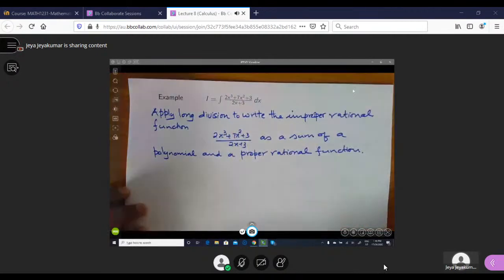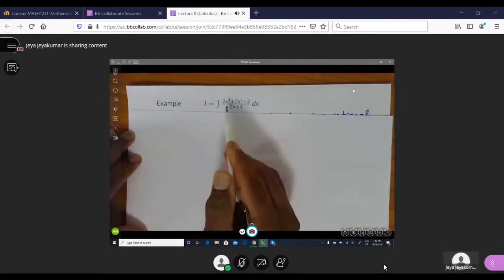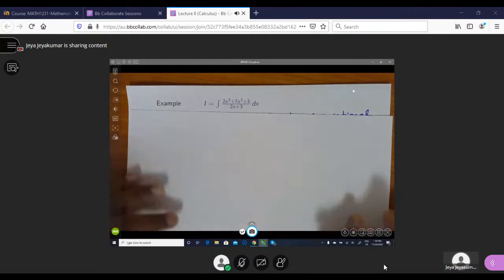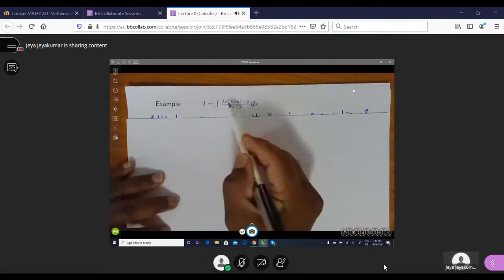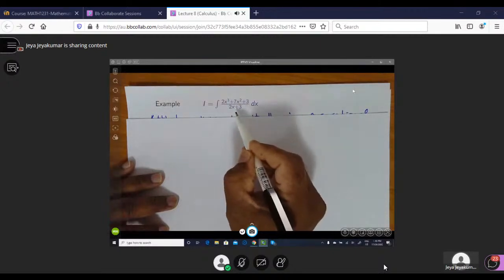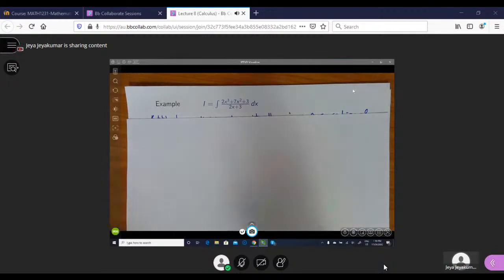Have a look at this function here. Integral of 2x cubed plus 7x squared plus 3 over 2x plus 3, right? Now, see the degree of the polynomial in the top there is 3. The bottom one is 1. A polynomial means you have a finite sum, right? a_n x^n up to a_1 x, a_0. So e to the power x is not a power of x.